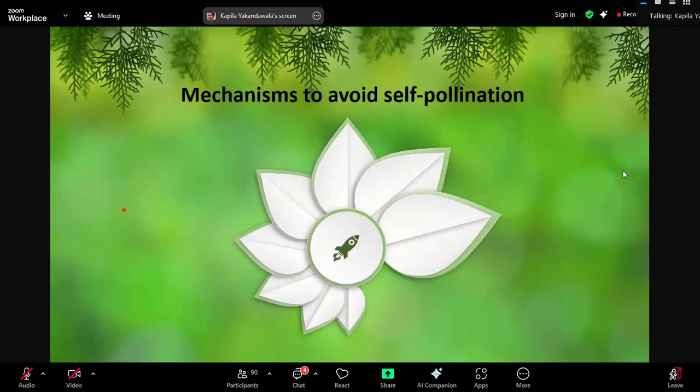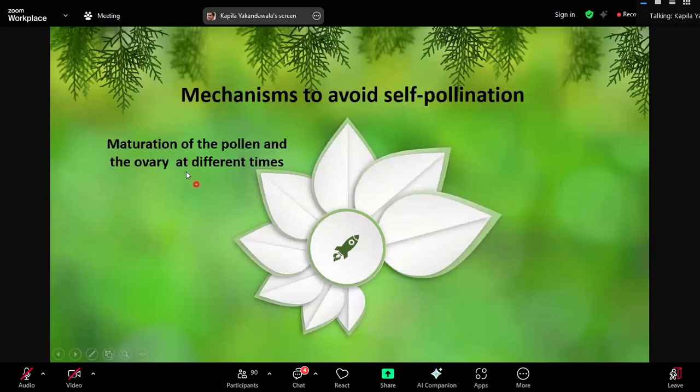So some plants have mechanisms to avoid self-pollination because self-pollination is sometimes not useful. How? Maturation of pollen and ovary at different times. Even male and female flowers may be born on the single plant, but they might mature at different times. First, pollen might mature. Then after 2 weeks, ovary might mature. So there's no chance for self-pollination.